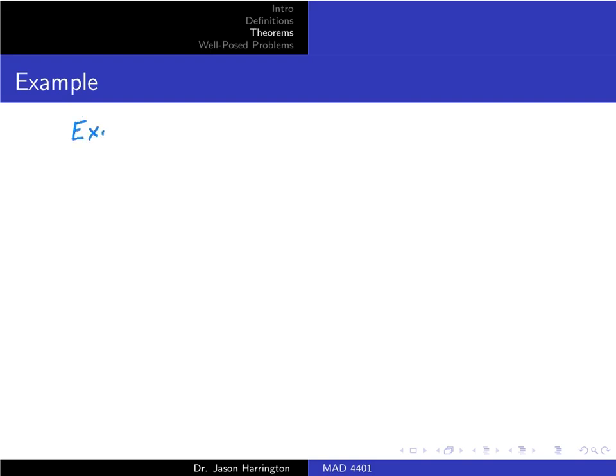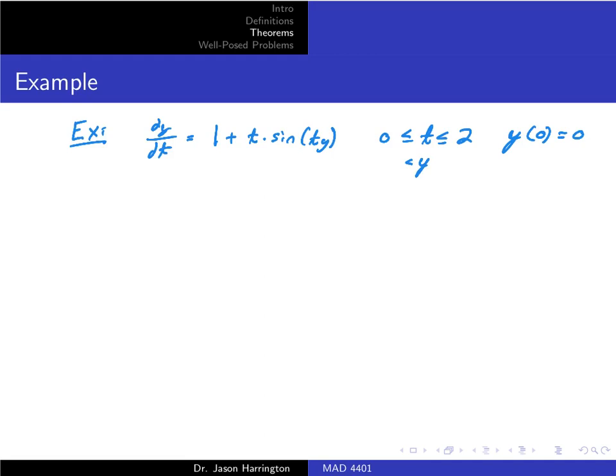All right, so for example, let's consider the ODE dy over dt equal to 1 plus t times sine of ty, and we're on the interval where t is bounded between 0 and 2, and we're going to have some initial condition like y sub 0 is equal to 0. So y can be anything, so y goes from negative infinity to infinity, and you'll notice this is going to be convex, because if I just draw a picture of it, again, I'm going to go from 0 to 2, and my y's can be any value there. So that's a convex set.